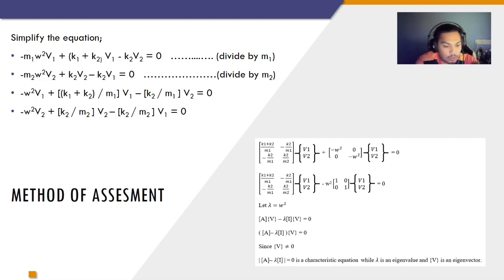The figure shows the matrix form of the equations, and we let lambda equal omega squared, since v is not equal to 0.